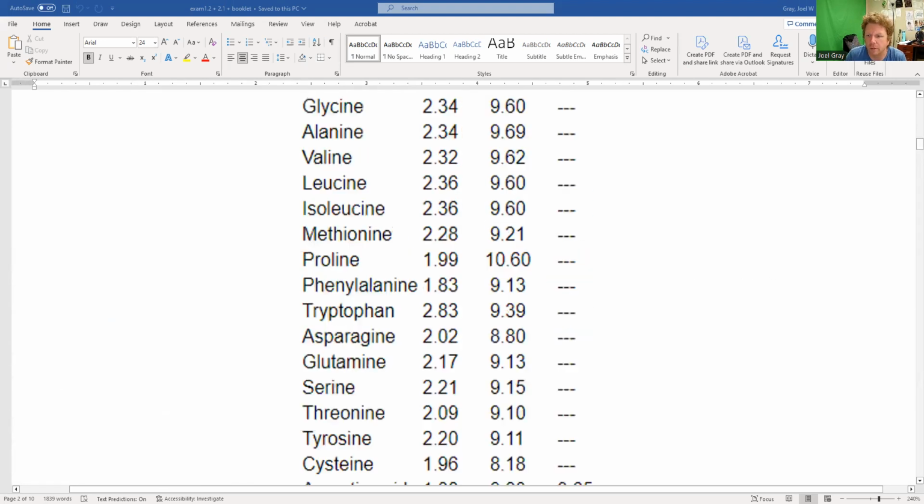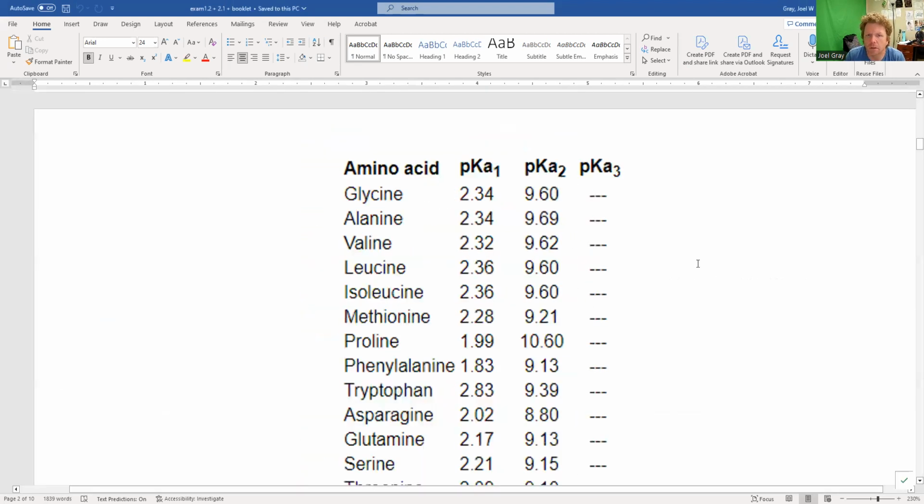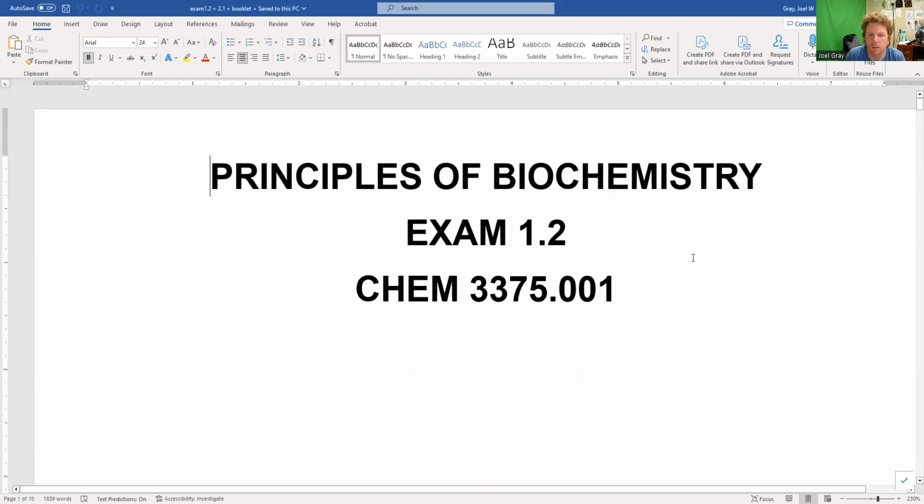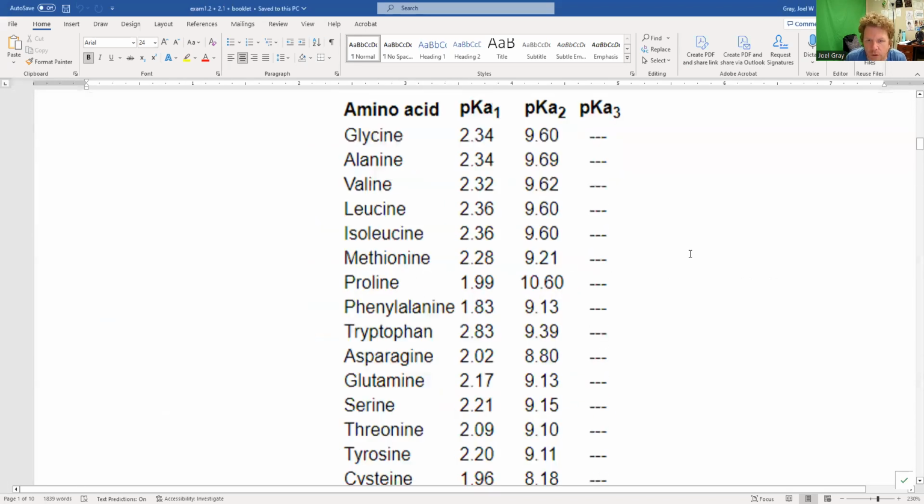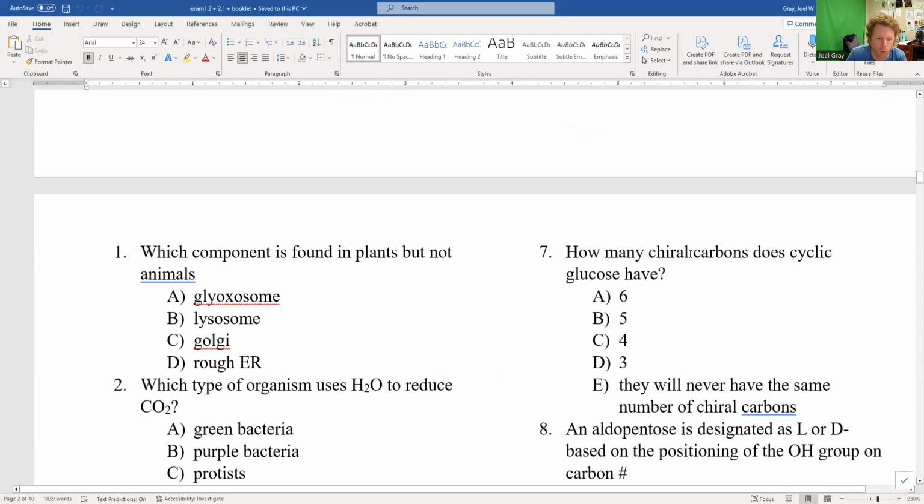So as you can see, this is your exam 1.2. First, questions 1 through 25 correspond to the old stuff, and then 26 through 50 correspond to the new stuff. So I'm going to do the old stuff first and then the new stuff, but I'm going to break it down into a couple of different chunks. So without anything else to say, your first question reads, which component is found in plants but not animals?